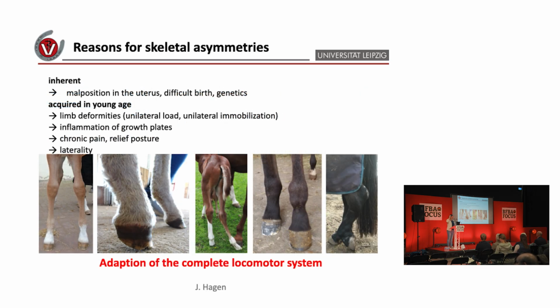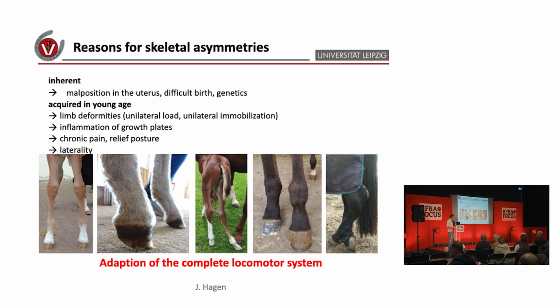And the reason for developing skeletal asymmetries is that it starts already very, very early. So you have to know that in the first year, the whole bone tissue is substituted to 100% to adapt to mechanical load and to grow. That makes it very sensitive to any kind of asymmetries. For example, sometimes it's inherent that we have foals in the uterus laying a little bit skew, or they have difficult births, so we have to pull a lot on their legs and on the growth plates. Or it's genetics, that you have genetic asymmetries in the skeleton.